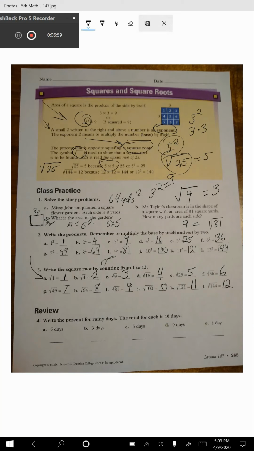All right, we're already to our review. Let's look at number 4. Write the percent for the rainy days. The total is 10. So they're already giving us the total. We don't have to total them all up. So 5 out of 10 is what? 1/2. What is 1/2 as a percent? It is 50%.